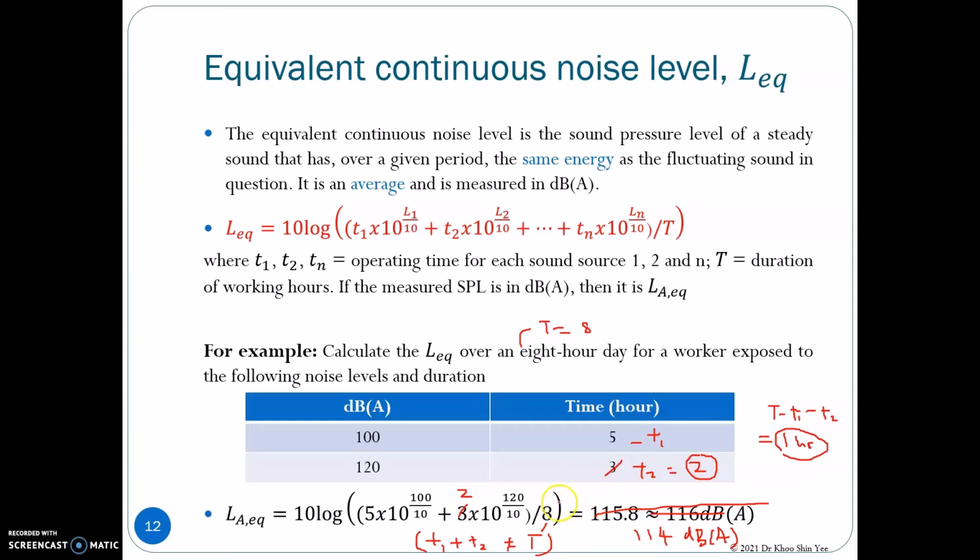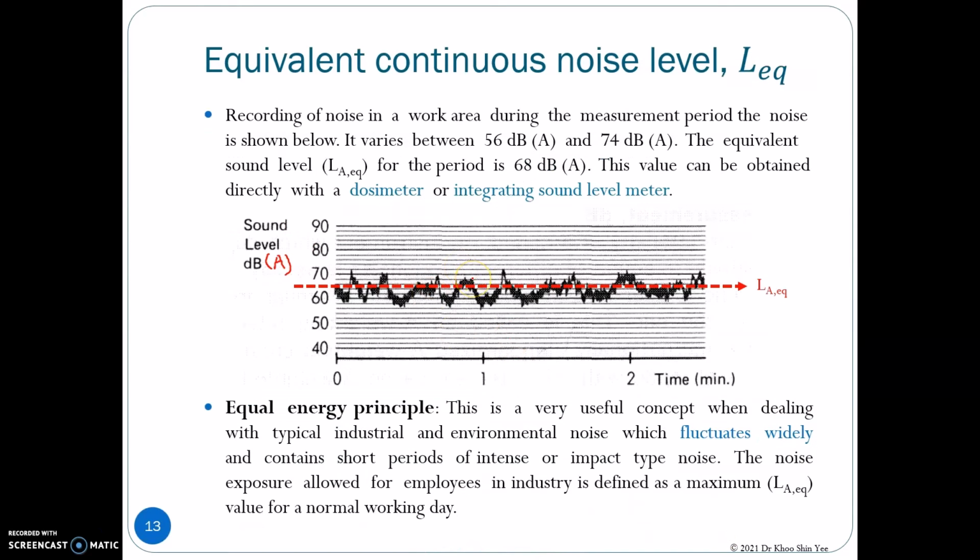neglected in the calculation. In this example, you have the sound pressure level, which is measured in dBA, that is fluctuating over the time. You can see the fluctuation is between 56 and 74 dBA. By using the formula for the LAEQ, we can obtain the equivalent continuous sound level, which is equal to 68 dBA in this case.